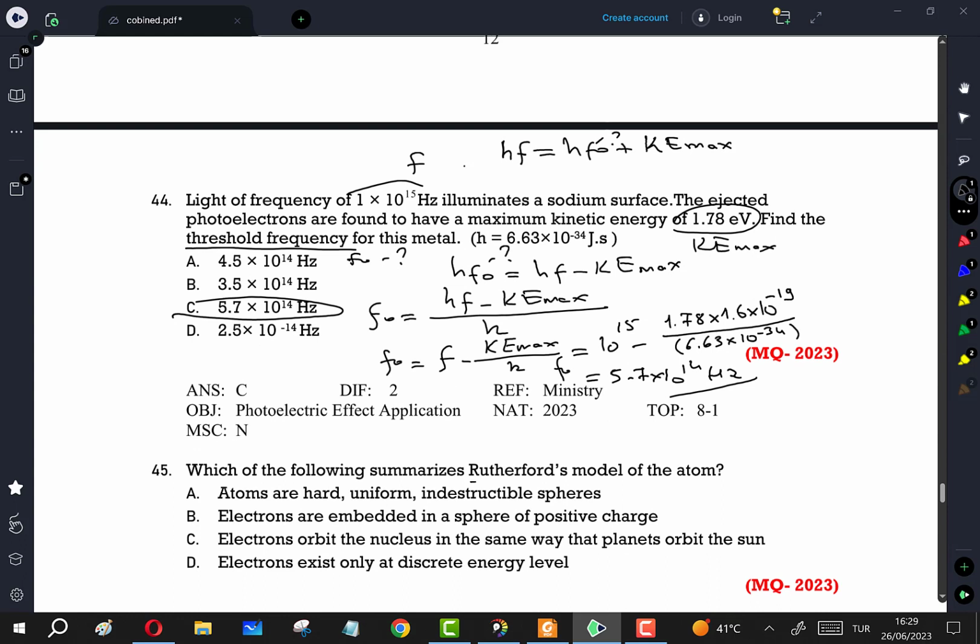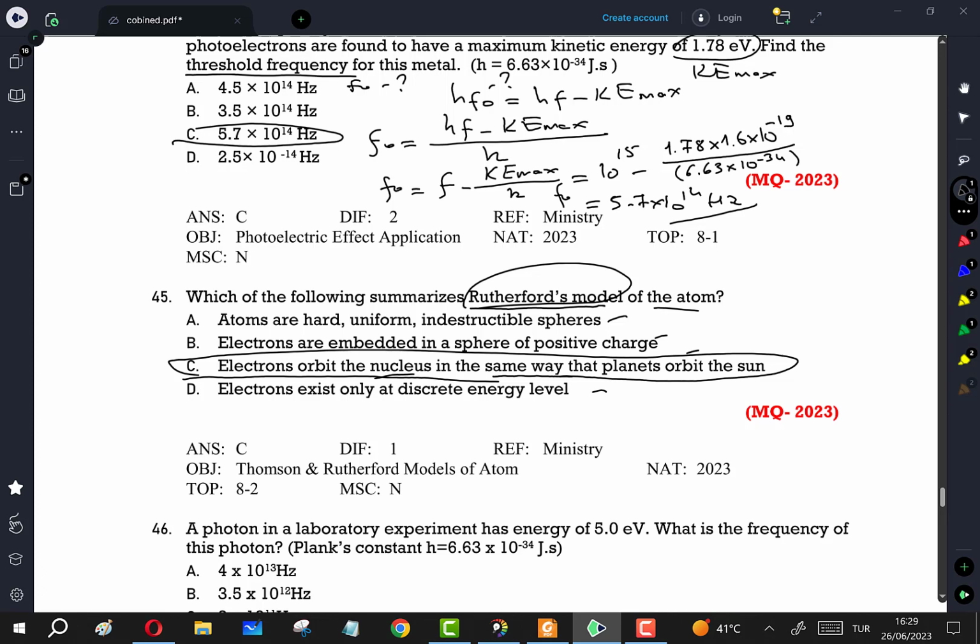Which of the following summarizes Rutherford's model of the atom? So this question was asked before about Thomson's model. The same choices were asked for Thomson. It's a standard test prep question. But this time they changed the Thomson model to Rutherford's model. It's C. Electrons orbit the nucleus in a way that planets orbit the sun. So C is the correct answer for Rutherford's model.